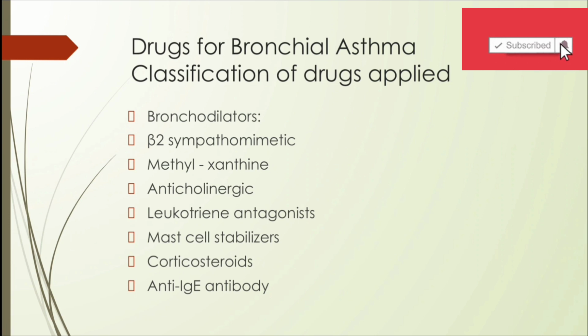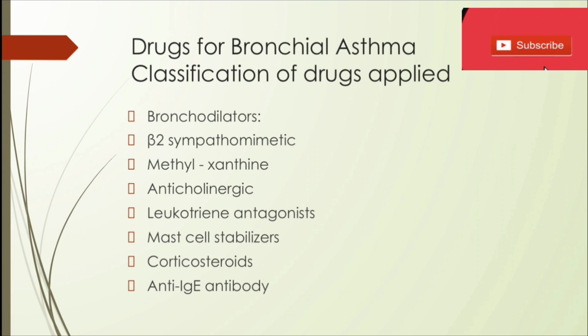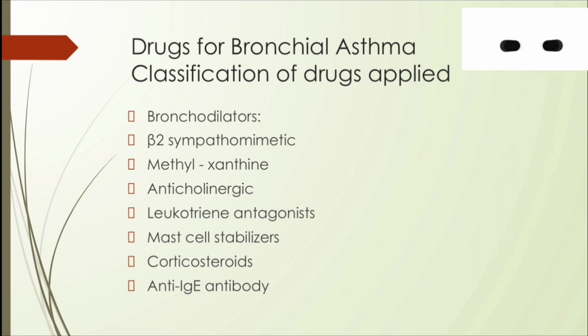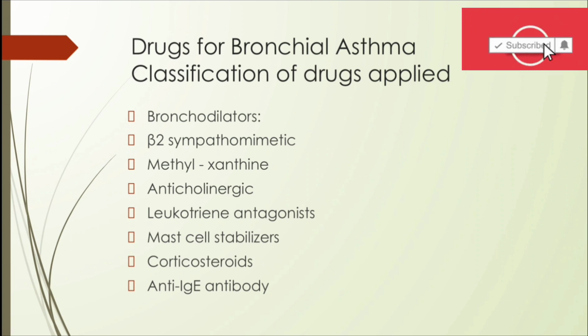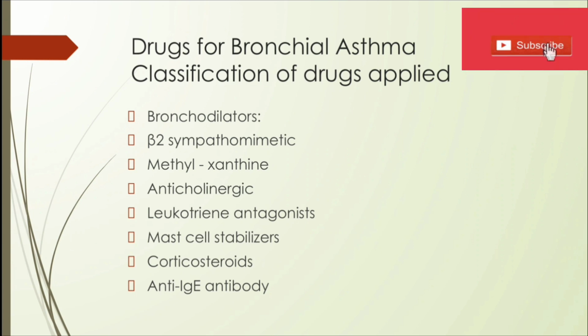Now, second after bronchodilators is leukotriene antagonists. In leukotriene antagonists, we will see the drugs montelukast and zafirlukast. Third is mast cell stabilizers. In this, we will see sodium cromoglycate and ketotifen. The fourth category is corticosteroids.